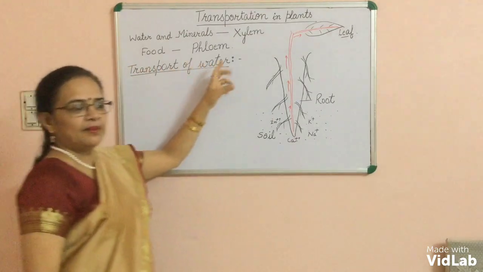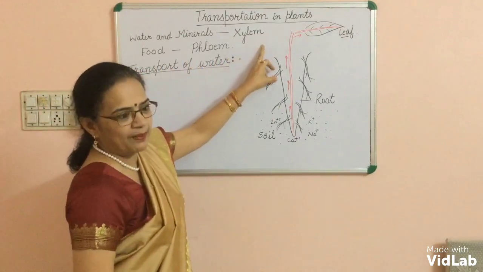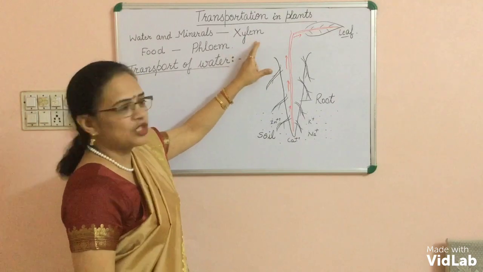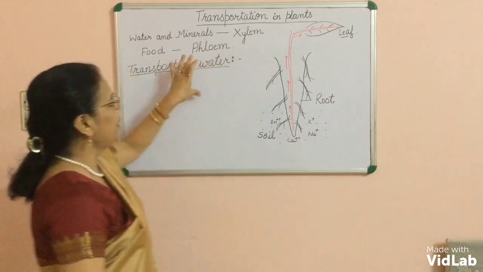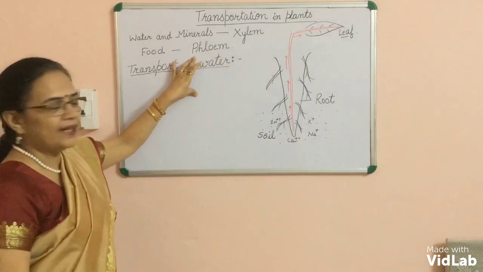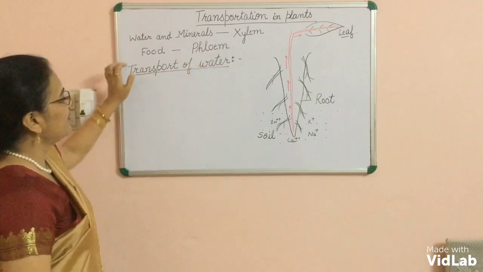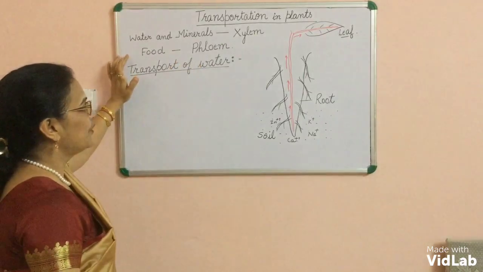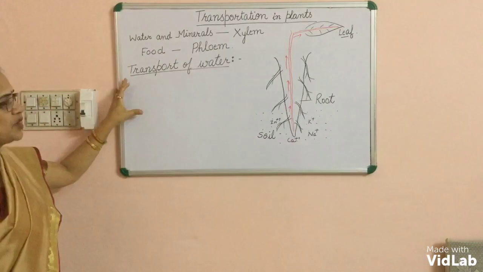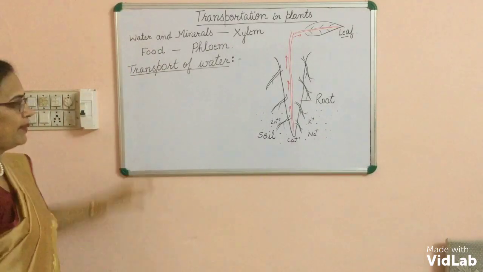In the xylem, tracheids and vessels are present which help in the transport of water, and in phloem, sieve tubes and companion cells are present which help in the transport of food. Now, how does the transport of water occur in plants?